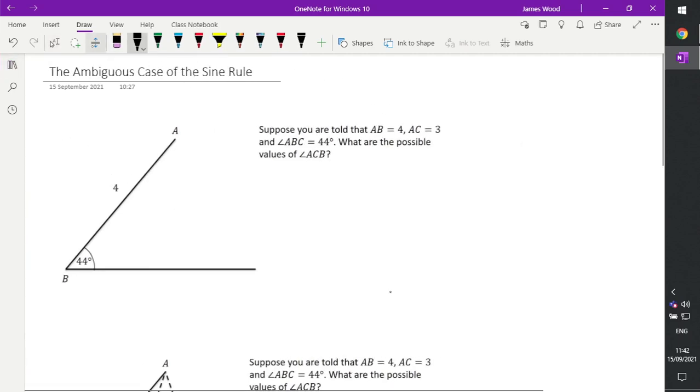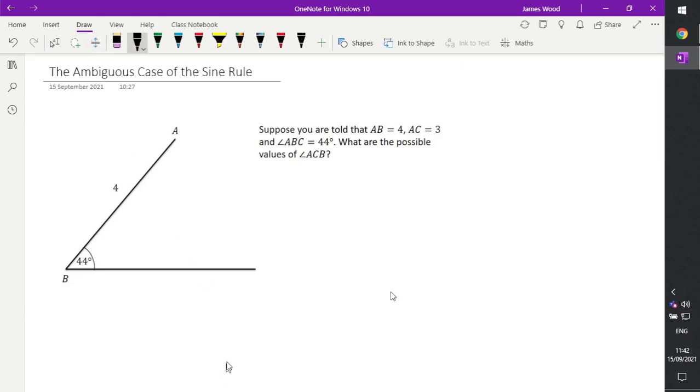Right. Something I want to talk about is the ambiguous case of the sine rule. So ambiguous obviously meaning it's not clear which type we mean. Let me explain. So suppose you're told that a triangle has got side AB, so the length from A to B, of 4, the length from A to C is 3, and the angle ABC, so that's the angle in between A, B, and wherever C is, 44 degrees. What are the possible values of ACB? So that's the other angle in your triangle.